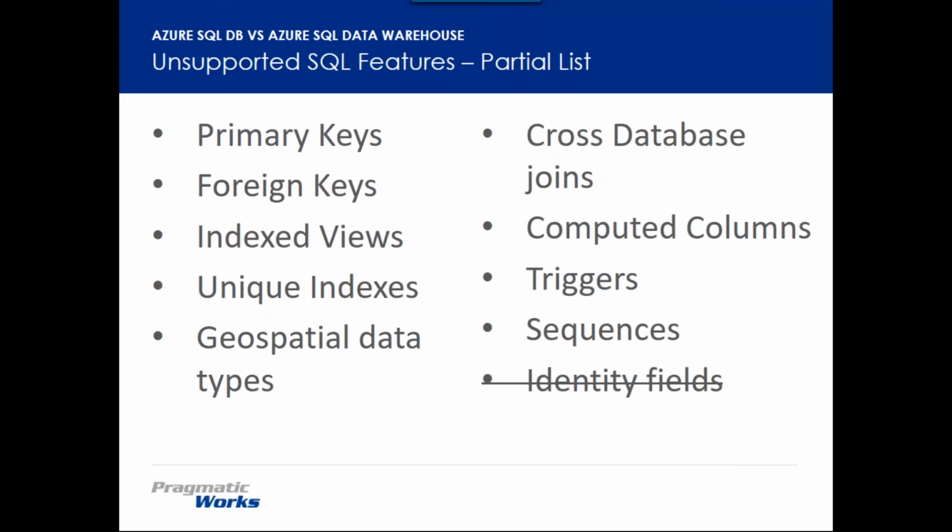One thing that is worth noting here, though, is that up until recently, identity fields were not available. Using identity fields is a pretty common pattern that people use for loading their dimensions: use an identity field to create your surrogate key. But this only became available as of June 28th of this year. So I have the cross through that one. Identity fields are available in Azure SQL Data Warehouse.